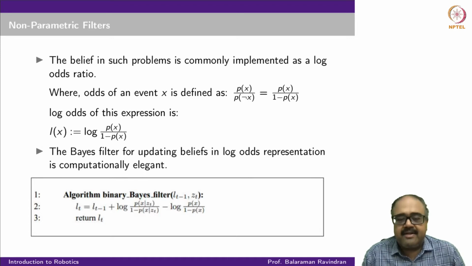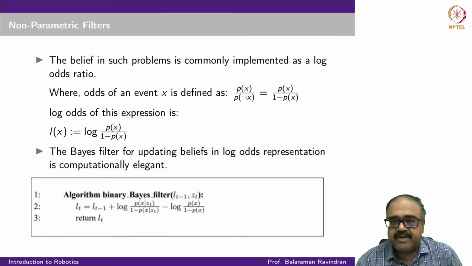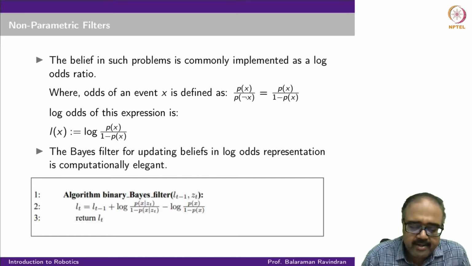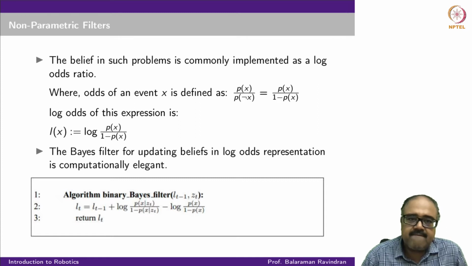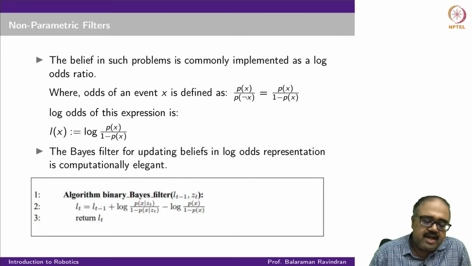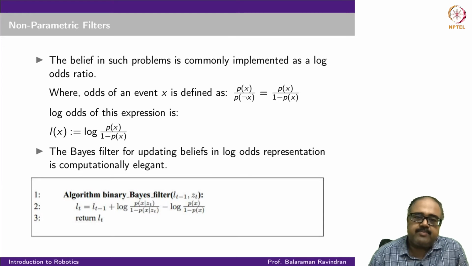So the odds here actually refers to the ratio of P of x divided by P of not x. In our case, we can say that it is P of x divided by 1 minus P of x. So this is the odds of x happening. And log odds obviously is going to be the log of P of x divided by 1 minus P of x. Is that clear? So the log odds is essentially log of P of x divided by 1 minus P of x, and we are going to denote that by the symbol L. So L of x equals log of P of x divided by 1 minus P of x.